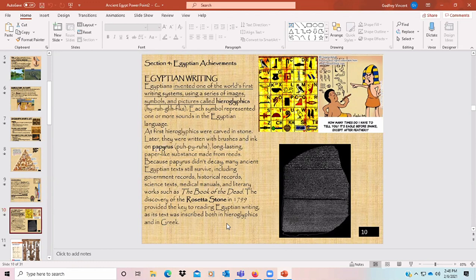And what are they using to write on? They're using papyrus. This is grown on the riverbanks, and they cut it and dry it. It will become stiff, and they'll write on papyrus. And also they used the Rosetta Stone. So papyrus comes from the reeds that grow on the banks of the River Nile. They don't decay, and many of the ancient Egyptian texts survive up to today.